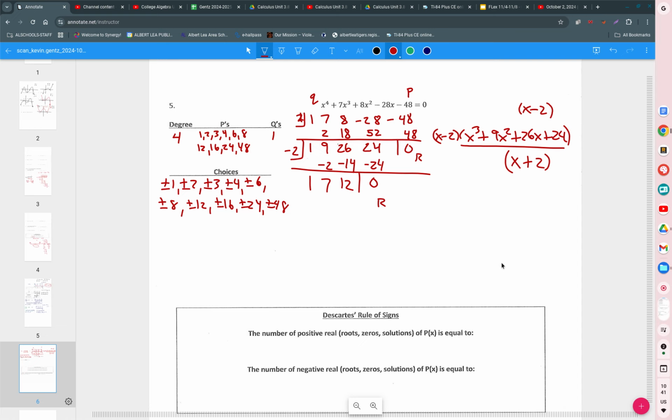So it turns out, to answer your question, that this factors so far to x minus 2 times x plus 2 times x squared plus 7x plus 12. Exactly. Notice that I am down to a second degree polynomial. Does that factor for us? Yep. What if it didn't factor?